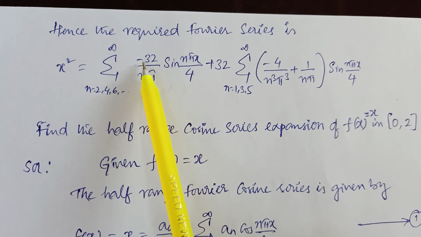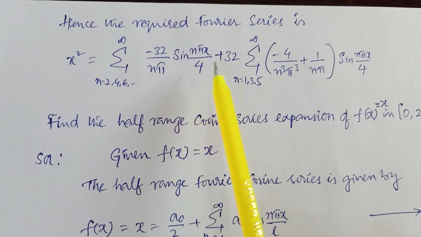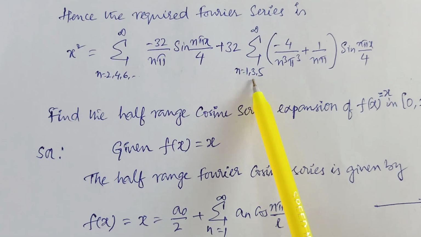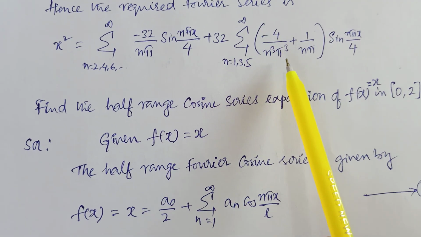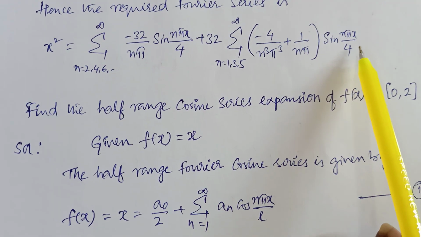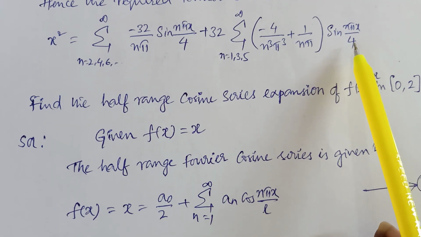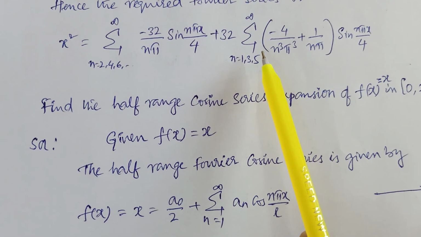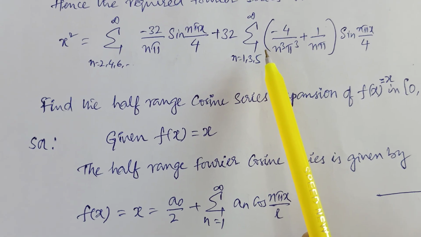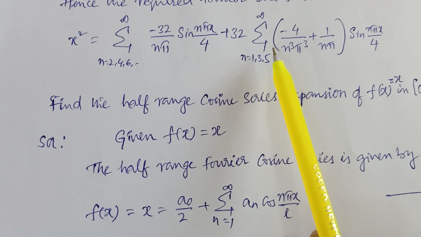By taking this, we will get minus 32 by n pi sin n pi x by 4 plus 32 into sigma n is equal to, for odd ones, minus 4 by n cube pi cube plus 1 by n pi into sin n pi x by 4. Okay, so this is the half range sine series of the given function f of x is equal to x square in the interval 0 comma 4.